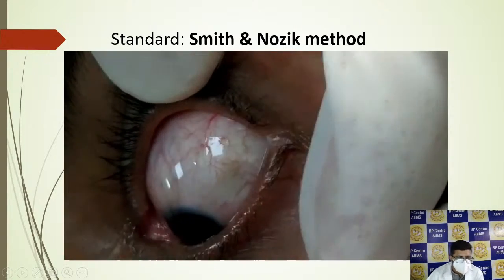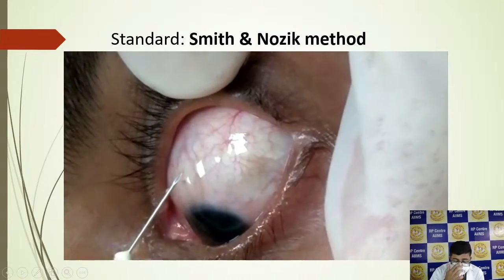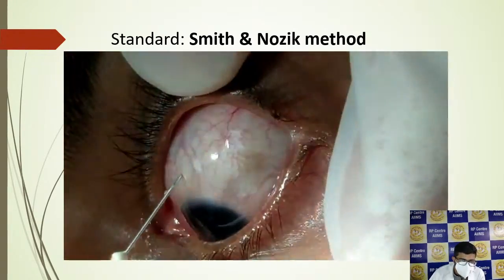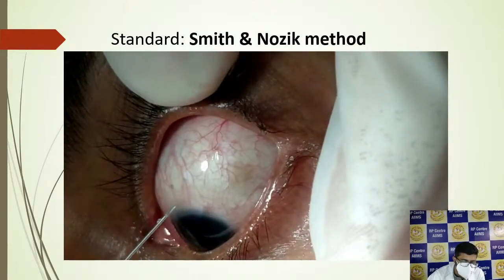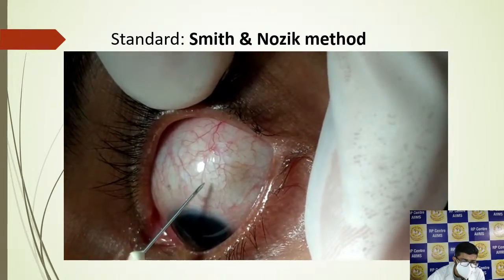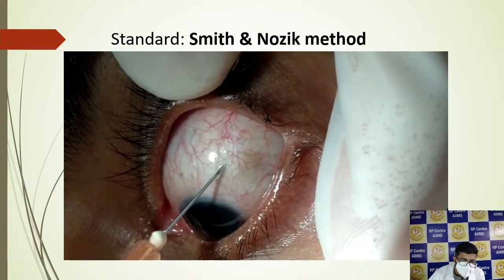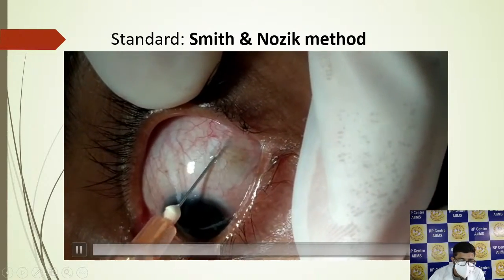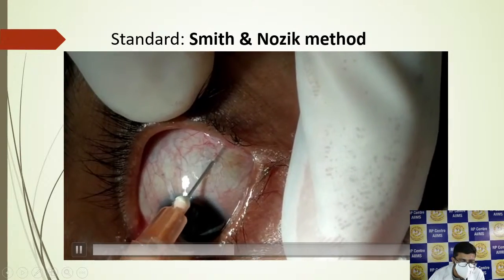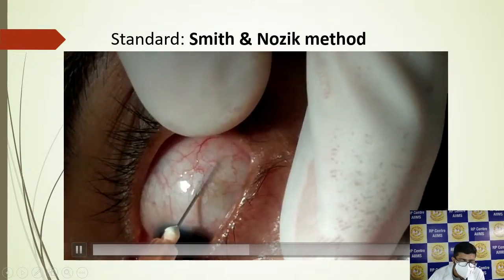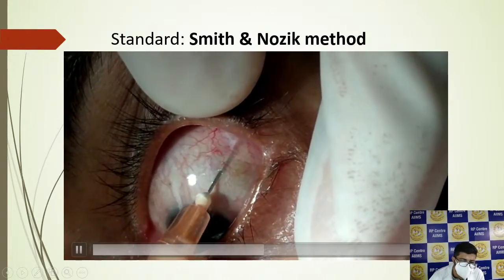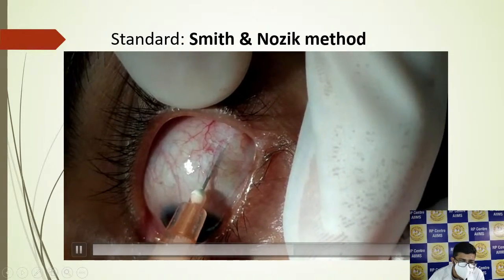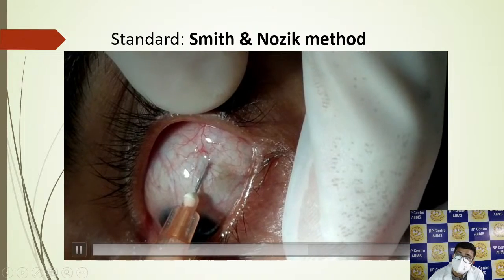So we ask the patient to look inferonasally, and after putting the proparacaine drop, we start some 5 mm from the limbus in the superotemporal quadrant. With a side to side movement so that we don't penetrate the globe, we enter almost till we reach the hub of the needle in a gentle side to side fashion, and then slowly inject till we notice a bleb formation here.